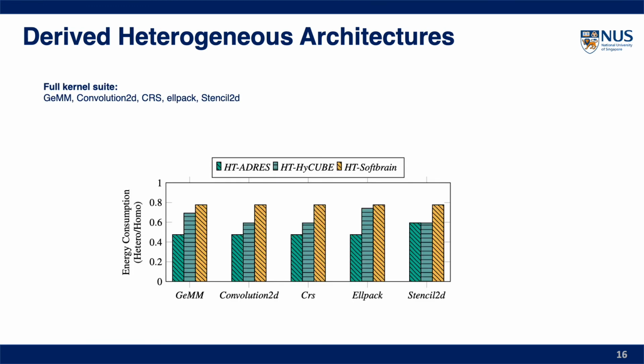The graph shows normalized energy consumption of individual applications on the generated architectures. The values are normalized with respect to the energy consumption of the corresponding homogeneous version. All the applications give more than 20% reduction, with a maximum of around 50% on ADRES. This averages to around 40% reduction across architectures.